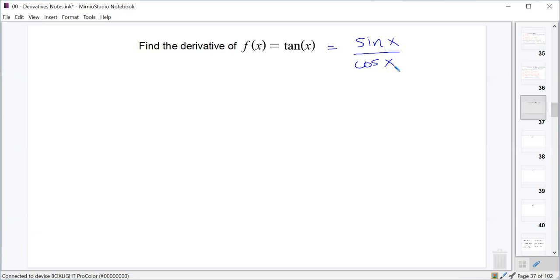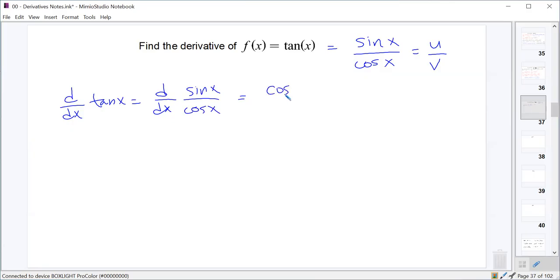And if I have sine x over cosine x that I'm looking for the derivative of, I just have to treat that as a derivative using the quotient rule, right? This is u over v. So the derivative of tangent x is the derivative of sine x over cosine x, which is v, our denominator, times the derivative of our numerator. And we now know that the derivative of sine is cosine. So we have cosine x times cosine x.